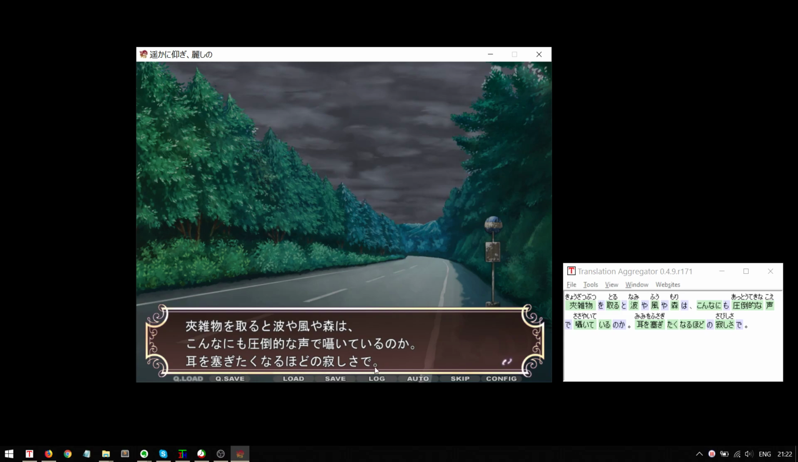And this de is connecting to sasayaite no ka. Sasayaku. So it's saying that the forest that whispers so loudly also sounds so lonely that it makes one want to cover their ears.